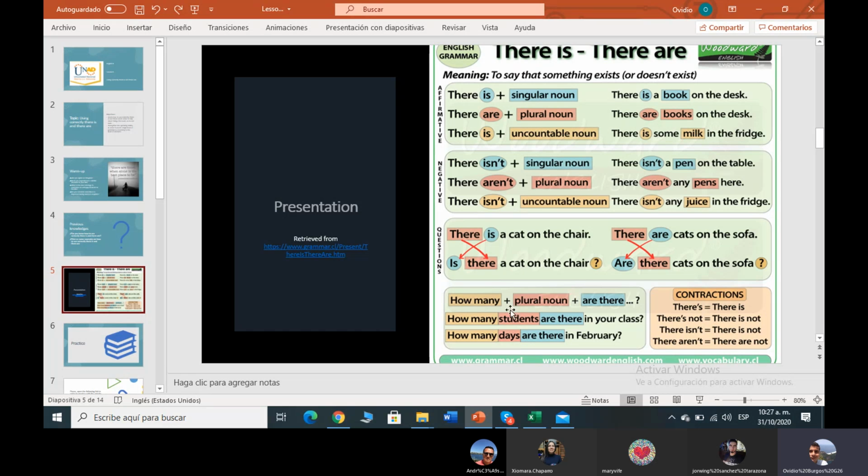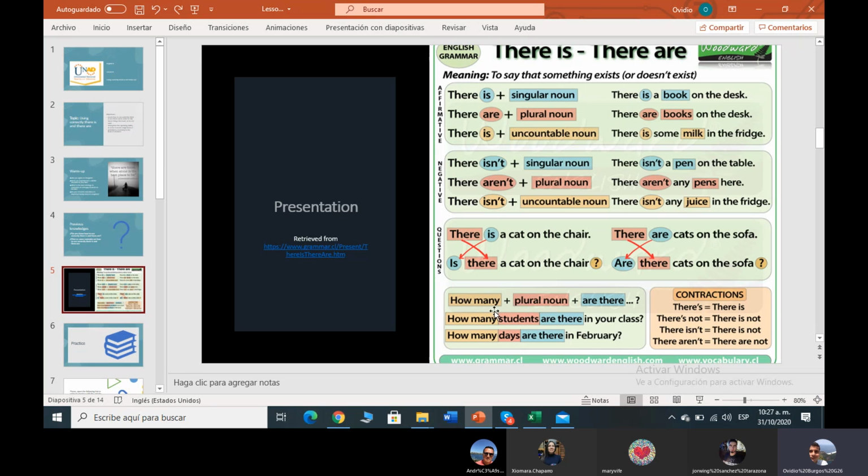Finally, remember that you can use how many. We have an important lesson about when to use correctly how many and how much. Remember that we use how many to ask about countable nouns, okay? And how much to ask about uncountable nouns.